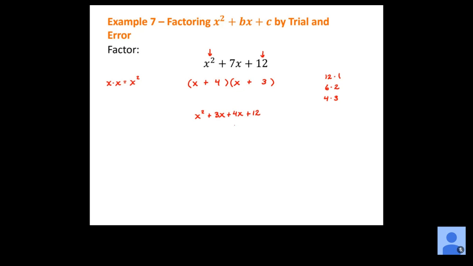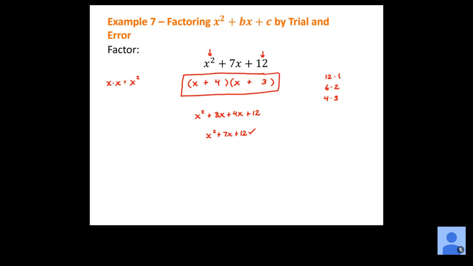Always look for like terms. We have a 3x and a 4x in the middle here. Adding those together gives us x squared plus 7x plus 12. That is the same thing that we started with. And so this right here is the correct factored form for that trinomial.